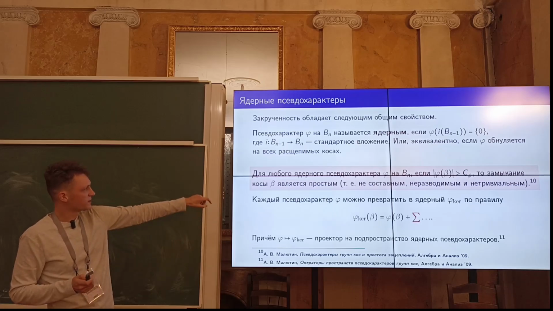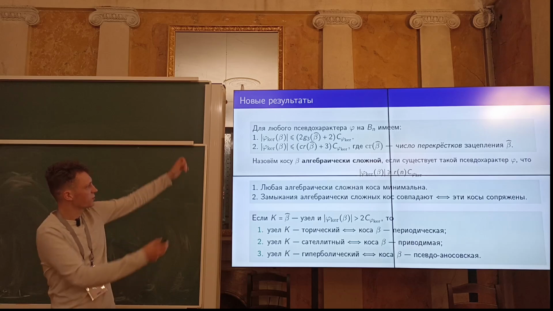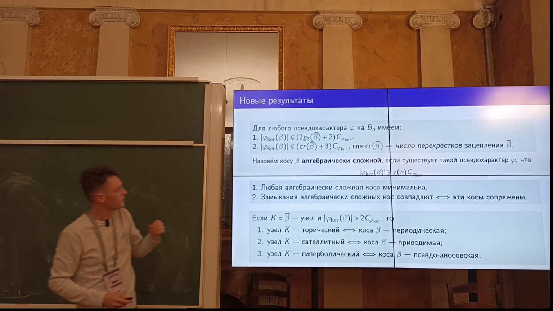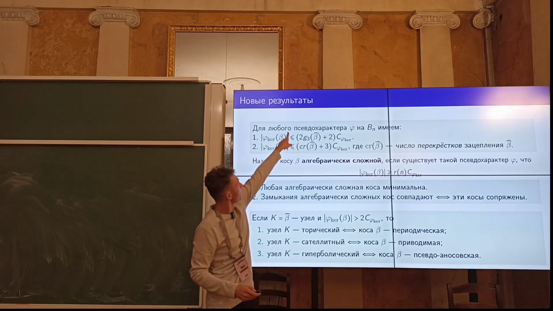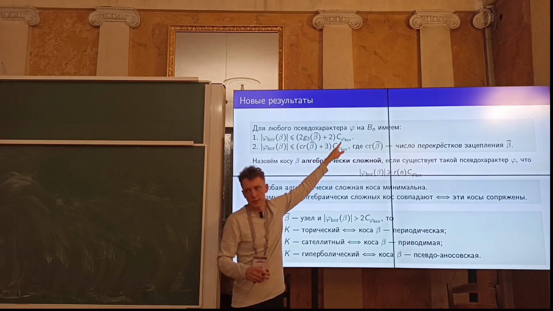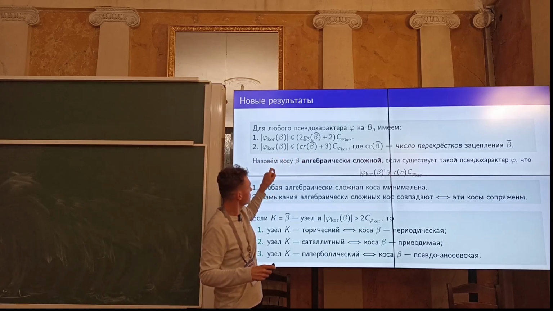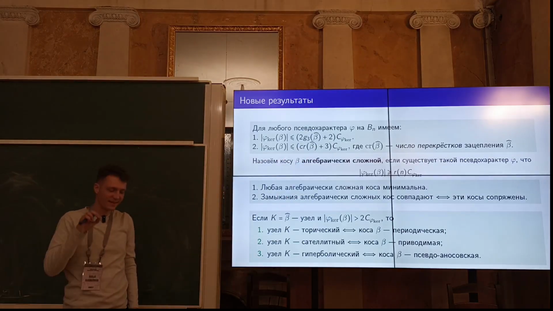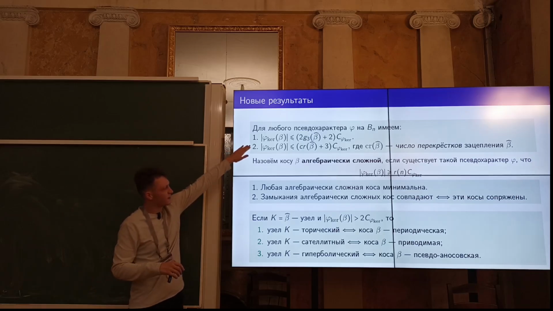Okay, let me skip this part where I explain technical details and show you these new results with precise bounds. As you can see, in general, for any pseudo-character, we have bounds with respect to its defect. And here are some linear bounds. Okay, let's skip this part.